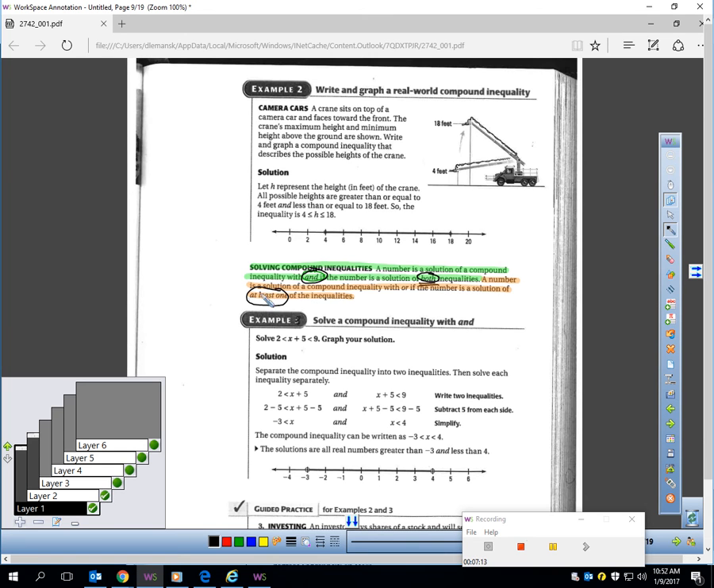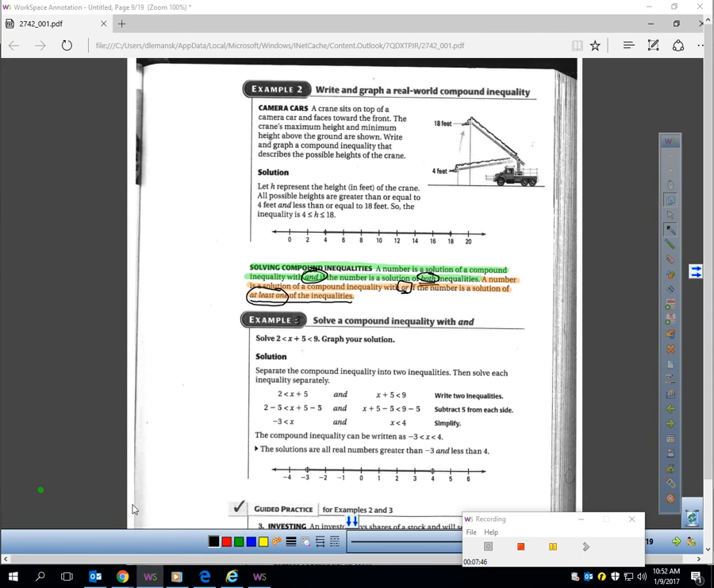Next, a number is a solution of a compound inequality with "or" if the number is a solution of at least one of the inequalities. I've talked about this in class before. It'd be like your mom saying, if you want to go to the game tonight, you must clean your room or do the dishes. That word "or" is very important. It doesn't mean you have to do both. It means you have to do at least one of the two. So if the number solves at least one of the inequalities for an "or" problem, then it would be a solution.